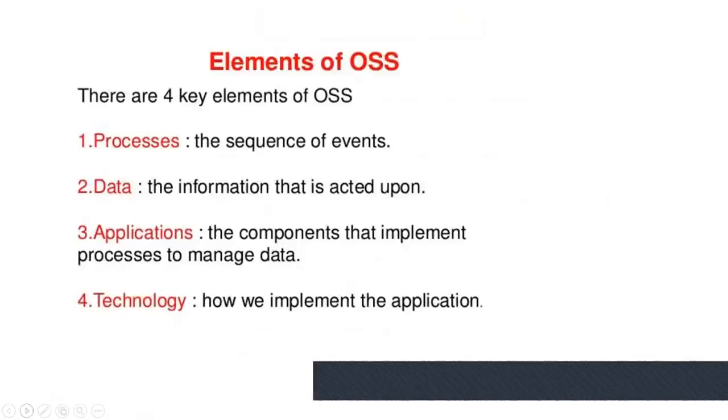Elements of OSS. There are 4 key elements of OSS: process, data, application, and technology. Processes are the sequence of events. Data is the information that is acted upon. Applications are the components that implement processes to manage data. And technology is how we implement the application, that is, the underlying technology.